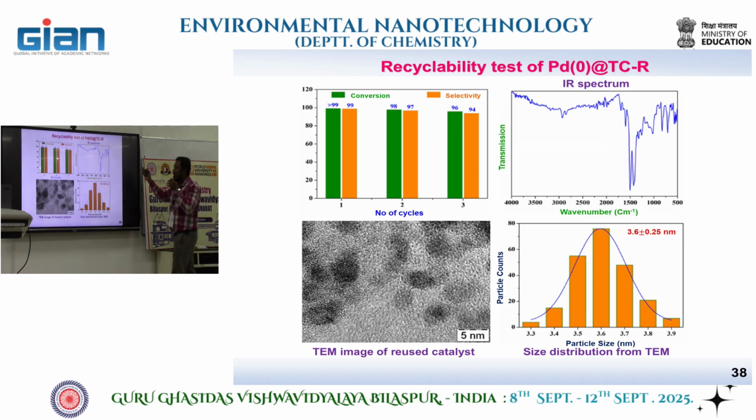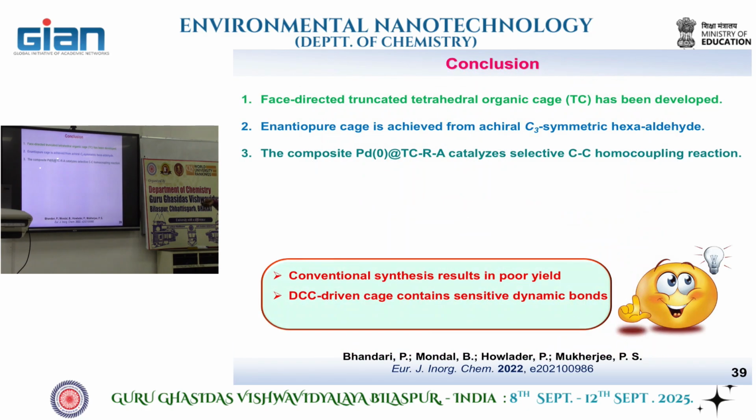We have checked the material after recycling also. The TEM image shows that it is around 3.6 nanometers, so the size is not changing much, leaching is not happening, and the nanoparticle is stable in the presence of the cage template. So in this case, we have done the synthesis of the cage in quantitative yield from very cheap material, which is able to catalyze this homocoupling reaction, and recyclability also shows a good yield.